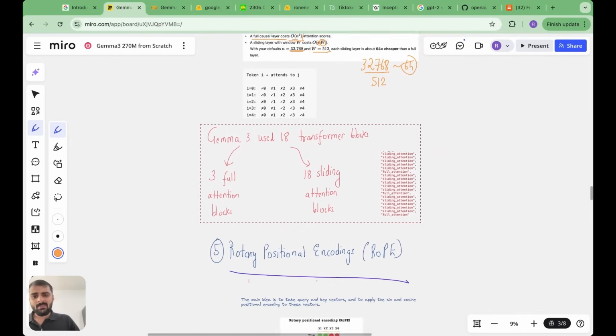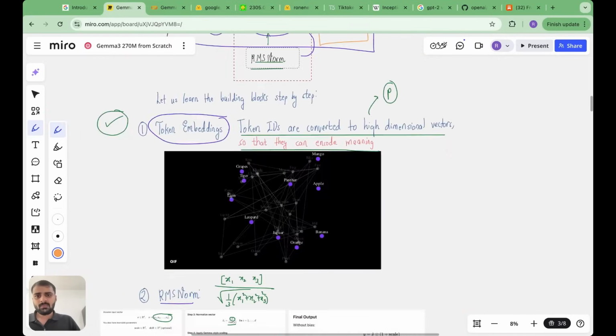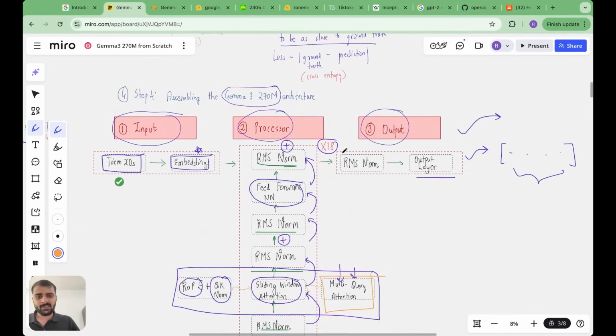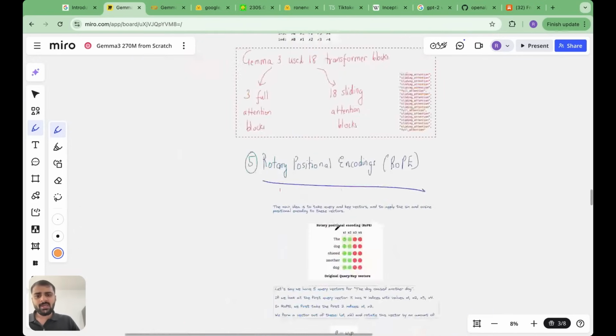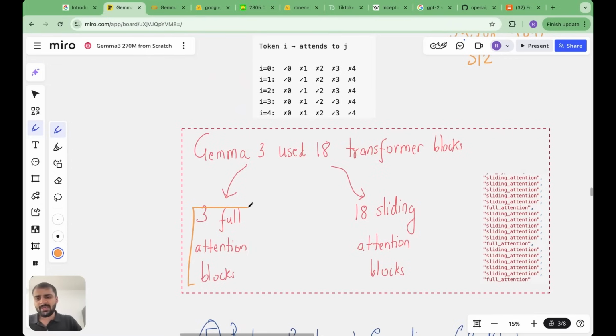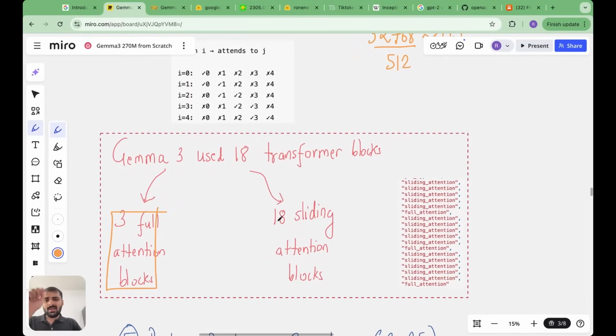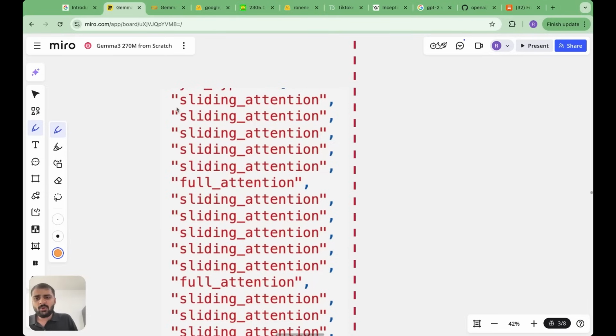And the way Gemma actually implemented this is that, remember that there are 18 transformer blocks, right? So what they did is, in the 18 transformer blocks, they had 3 full attention blocks where we had the causal attention as I just showed you, and they had 15 sliding attention blocks. So block number 1 was sliding, block number 2 was sliding, 3 was sliding, 4 was sliding, and 5 was sliding, but 6 was full attention.